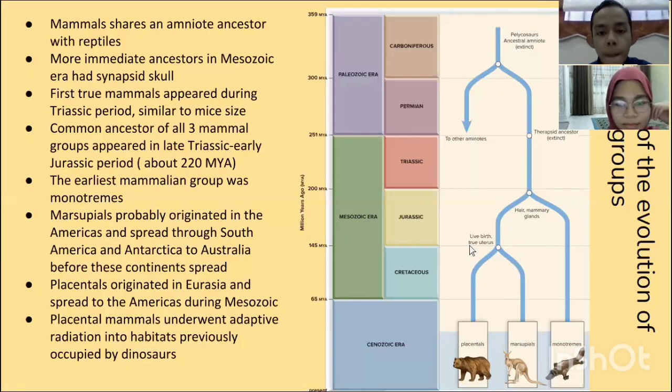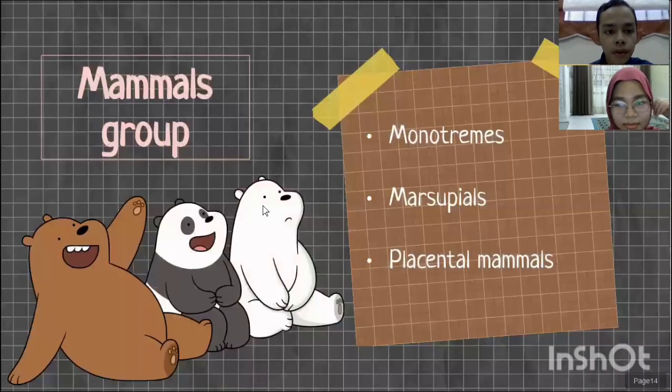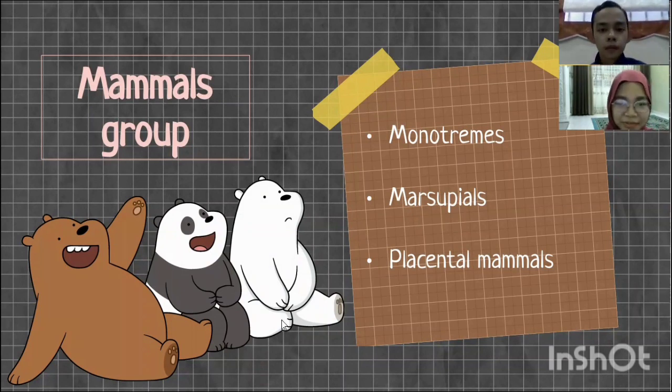Okay, next is the mammals group. I will pass to my friend AKMA to share. Thank you, HAZIQ. So I'll present about the mammals group. Mammals have three different groups, which are monotremes, marsupials, and placental mammals.